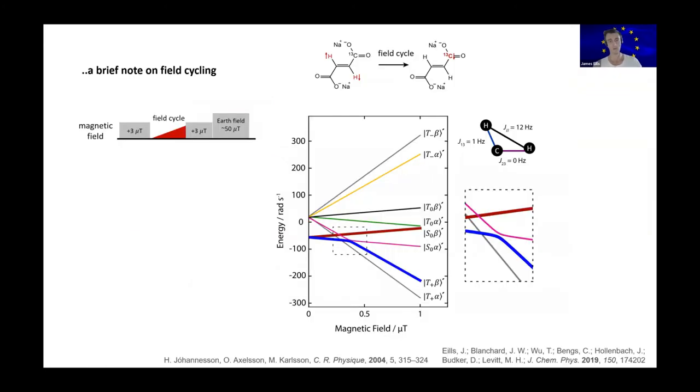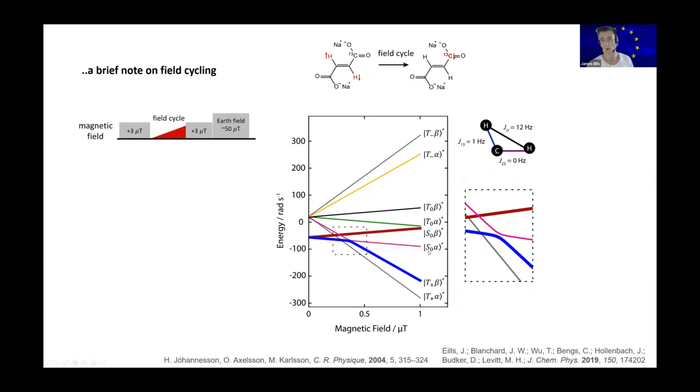Okay, brief note on field cycling. This is going to be covered probably in a few different talks in this conference, but maybe I can just give a brief mention of what it means to perform a field cycle. The idea is that if you have a three-spin system, you can plot the eigenvalues as a function of magnetic field, and you can label those with the eigenstates they roughly correspond to.